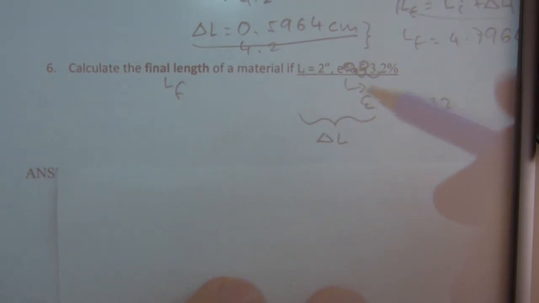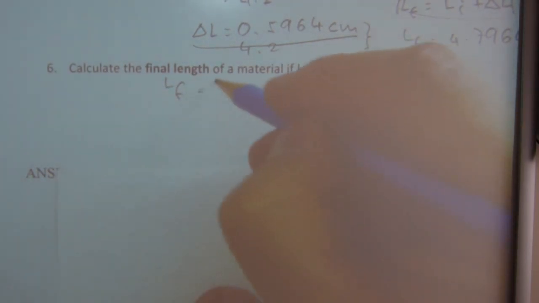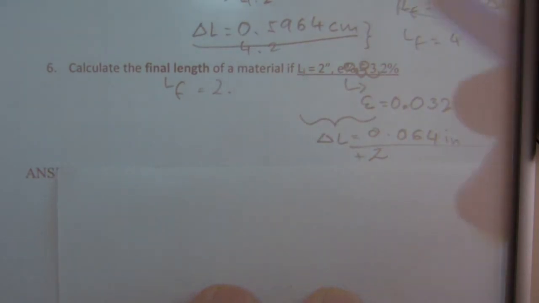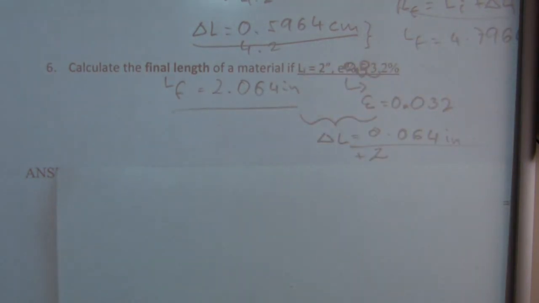Delta L will be length initial times strain. Length initial was 2, so I'm just going to double this number at 0.064. It's done. You can multiply this kind of stuff in your head. I don't need to see calculations necessarily, that's why. Inches or a quotation mark or whatever, mark it as inches. So that's done. And to this you need to add 2 to calculate final length, and because it can be done in your head, you can just write down 2.064 inches for final length. There, that's basically all there is to it.